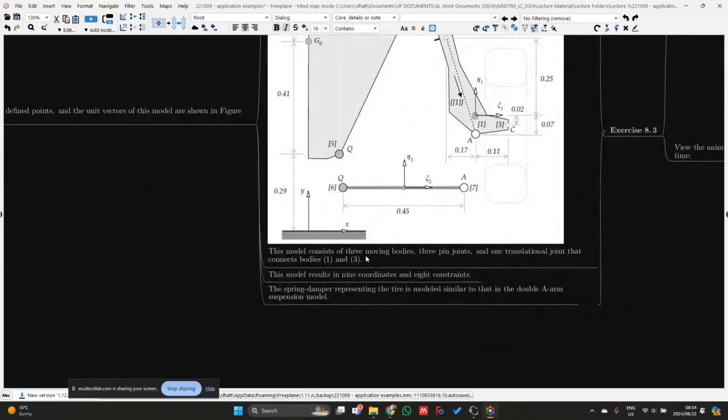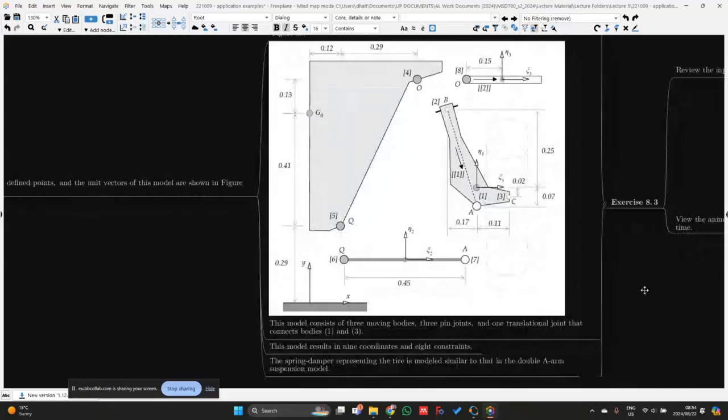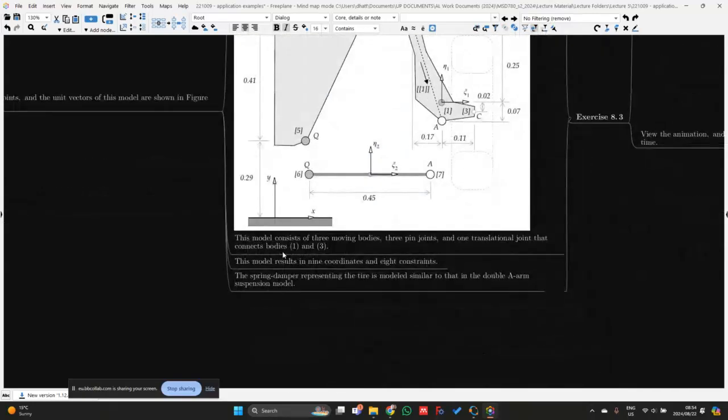So this model consists of 3 moving bodies, 3 pin joints. So the 3 pin joints that we have are at point Q, point A, and then point O as well. Then we have 1 translational joint, so that's just this link over here, which needs to move up and down in this wheel assembly unit vector direction over here. So that one connects bodies 1 and 3 with one another. This model results in 9 coordinates and 8 constraints.